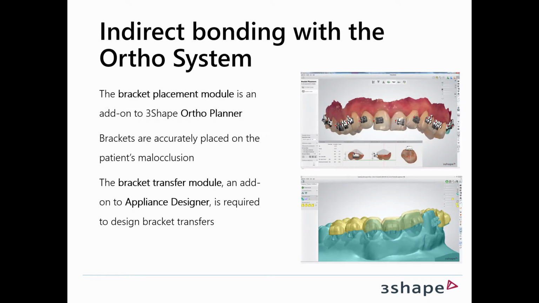So indirect bonding with the Ortho system. The bracket placement module that you'll see in this video today is an add-on to the 3Shape Ortho Planner, and it basically allows you to accurately place the brackets on the patient's malocclusion. For the bracket transfer module, that requires an add-on to Appliance Designer, and this is required for designing the bracket transfer media. But without further ado, let's go into Ortho Planner and see how the new bracket placement module works.